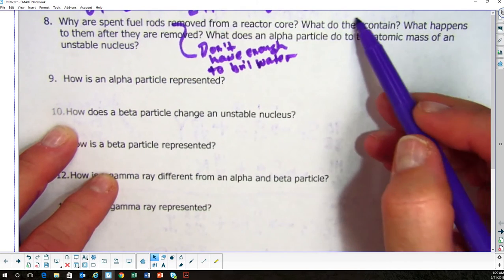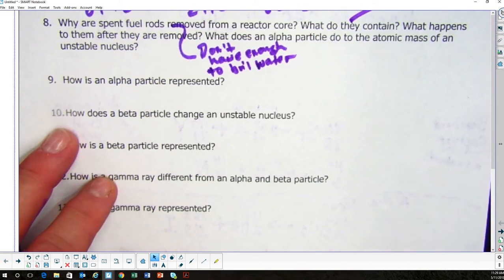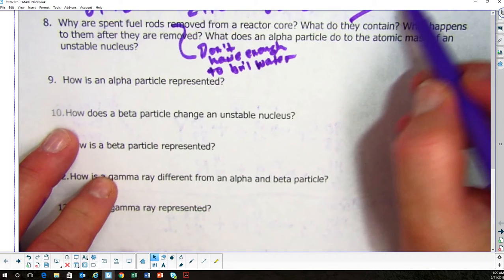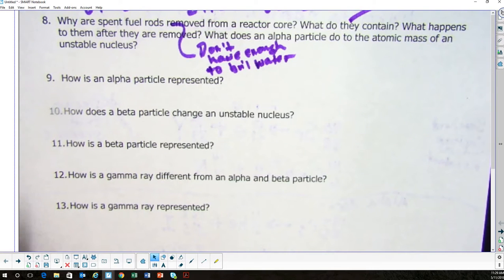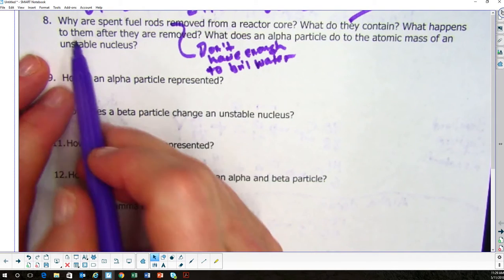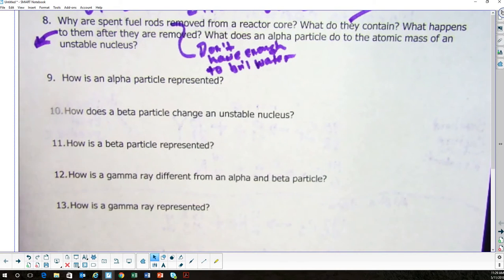Okay, so what do they contain? And you answered that, what? Mostly plutonium, but they do have some uranium still left in them. So they're looking at ways to reprocess the spent fuel rods to grab the uranium that's still there and pull it out. Okay, what happens to them once they are removed? Anybody know?